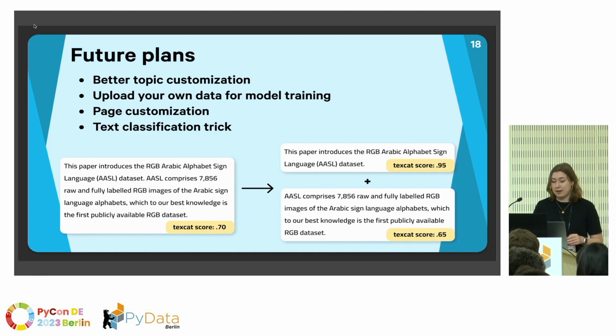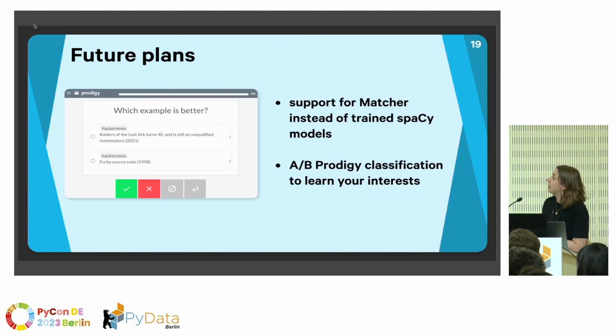And then for future plans, we're thinking about supporting a spaCy matcher instead of a spaCy model, so you could use this without having to annotate your own data and just set matcher patterns instead of training your own model. Also more built-in models as well. We also want to do an A/B Prodigy classification interface so that it can learn what your interests are. You can say, yes, I like this one more than this one, and then it will learn your interests and be able to give you more tailored papers.